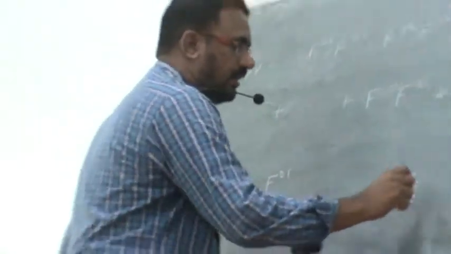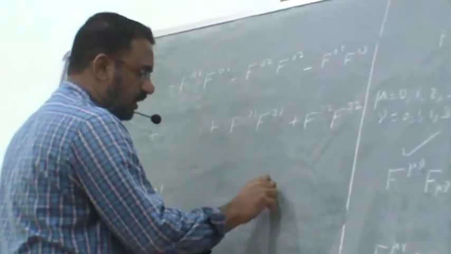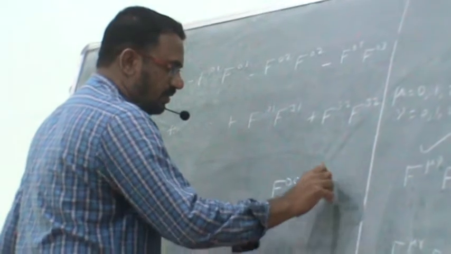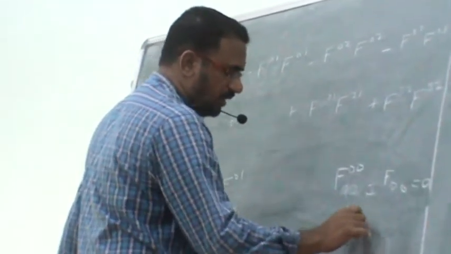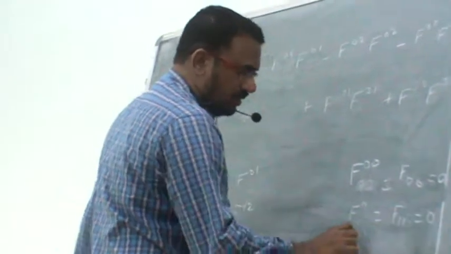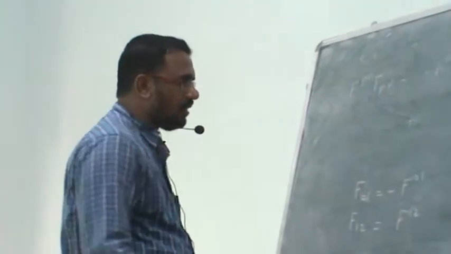So F ii, that is F00, and you can put F00 or F11. These are all 0. Similarly, F11 is 0, like that. Because it's an antisymmetric tensor, the diagonal entries are zero. If you substitute, you will get an expression something like this.